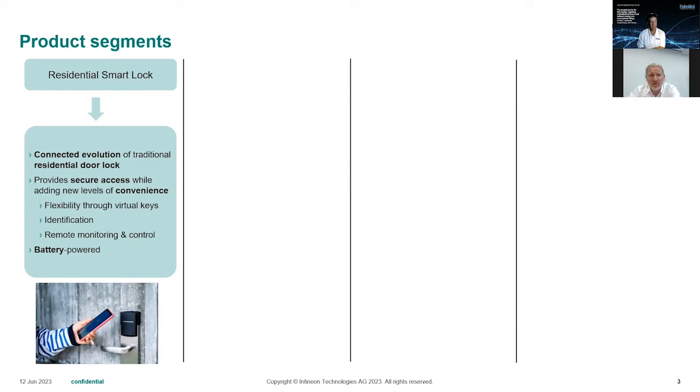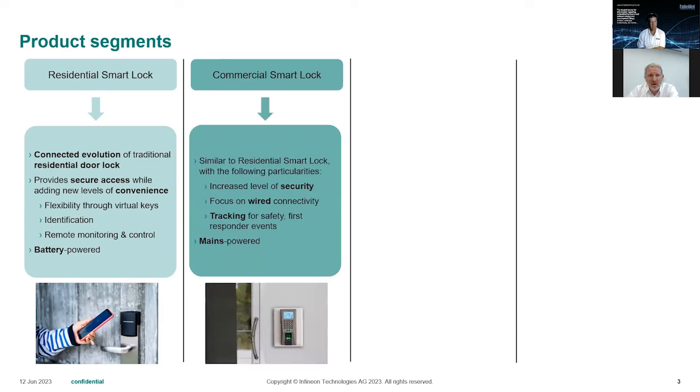We're going to focus on residential smart lock today. But the other segments that cover the application, and we'd love to come back at some point to discuss in more detail, include, of course, commercial smart lock, what you have typically in your office. The big differentiator here is it's typically more security focused. It's wired connectivity. There's a lot of tracking going on for safety and first responders, but in general, it's mains powered. So low power solution here is not the prime focus.